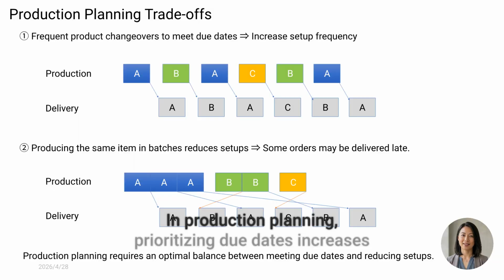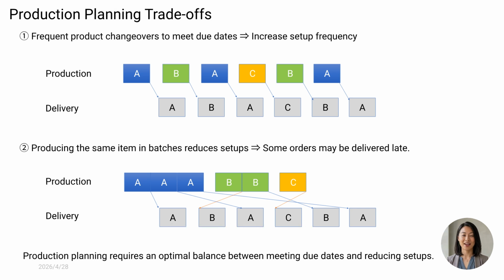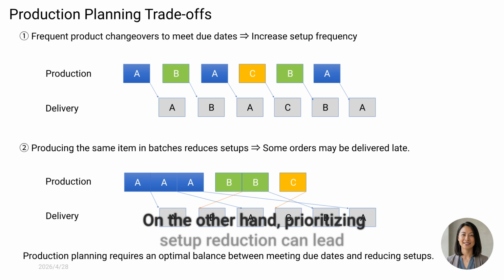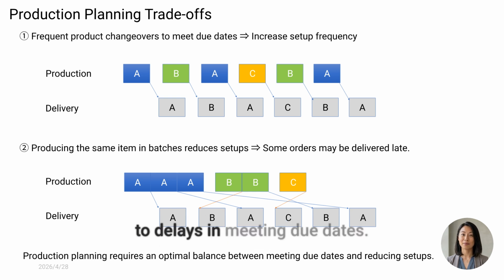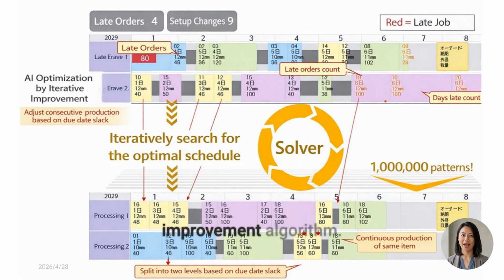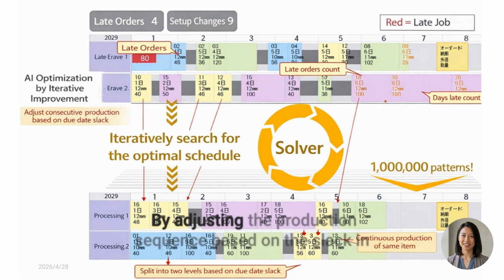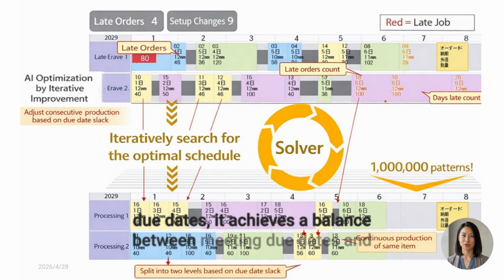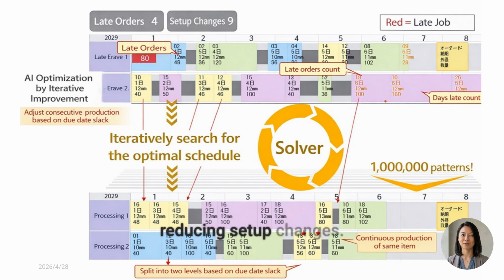In production planning, prioritizing due dates increases the number of setups. On the other hand, prioritizing setup reduction can lead to delays in meeting due dates. Solver8 optimizes the schedule using an iterative improvement algorithm. By adjusting the production sequence based on the slack and due dates, it achieves a balance between meeting due dates and reducing setup changes.